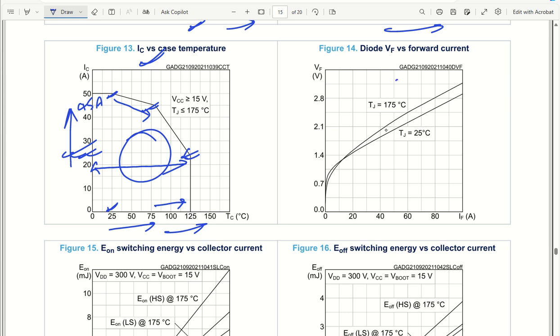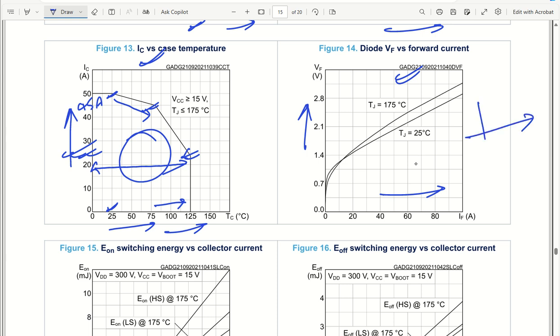For diode forward voltage and current, we have already seen what the forward current and the forward voltage are. Generally it may be a little confusing for you to understand this, but anyway we have to manage with this. As my forward voltage is increasing, as you can see, the forward current is also increasing. So that's the diode characteristic.